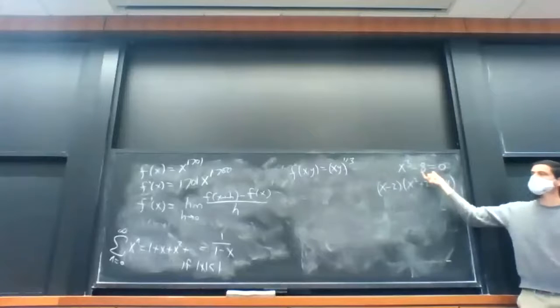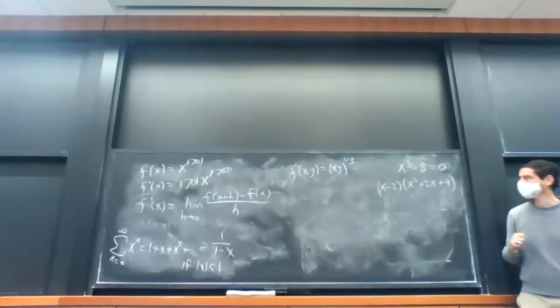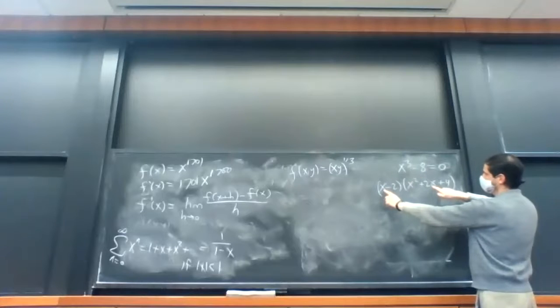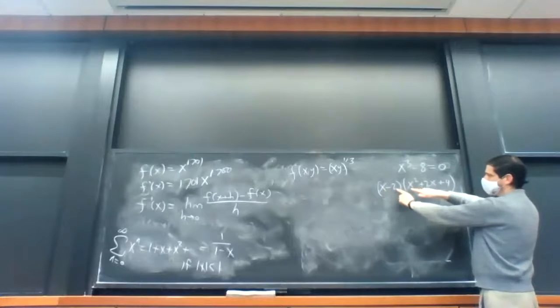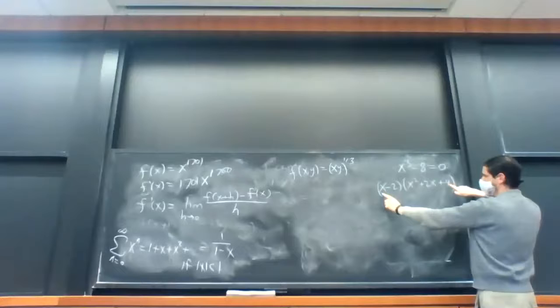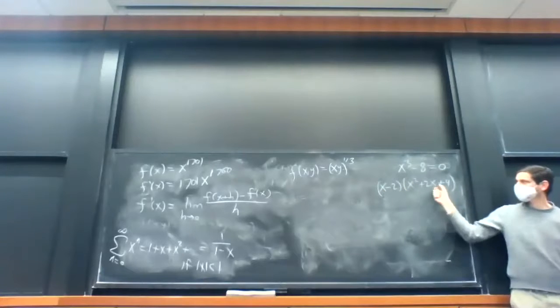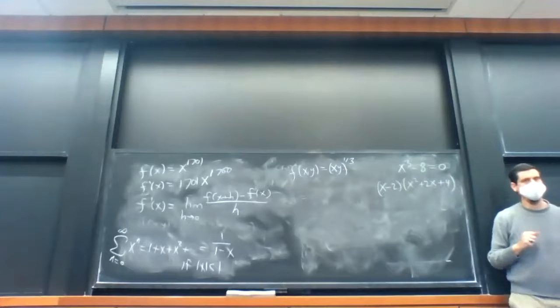That the difference of two cubes factors like this. And we can check. x times x squared is x cubed. x times 2x is plus 2x squared. Minus 2x squared, they cancel. 4x minus 4x, minus 8. Yes, it works. And then how would we solve x squared plus 2x plus 4?